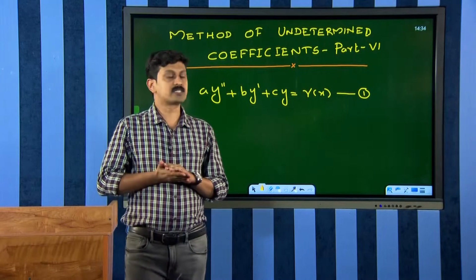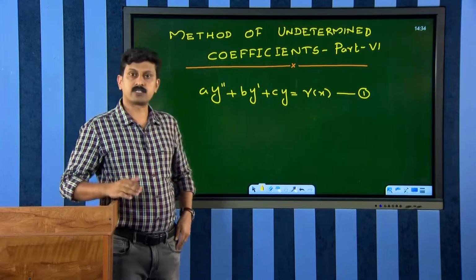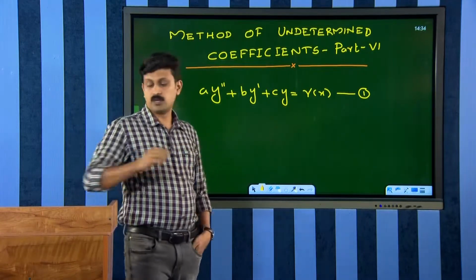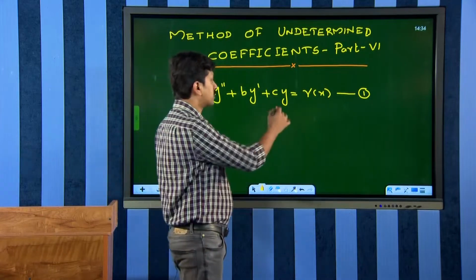In this session, we will discuss the method of undetermined coefficients, part 6. We already discussed this in 5 sessions before. It is used to solve non-homogeneous linear differential equations with constant coefficients.